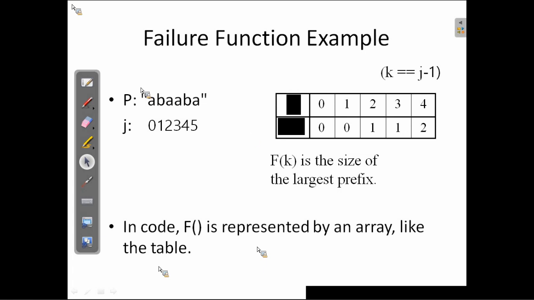Okay, how is it computed? Now, look at this. Let's try and follow this. So this is the pattern. These are the positions in the pattern. Okay, sorry. The pattern starts here: A, B, A, B, A.